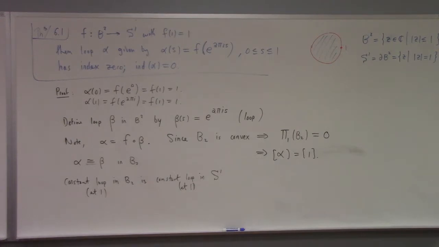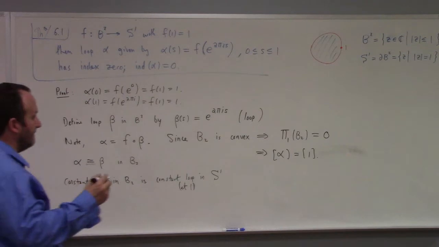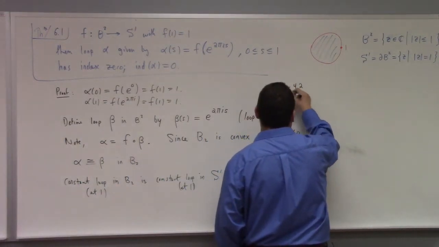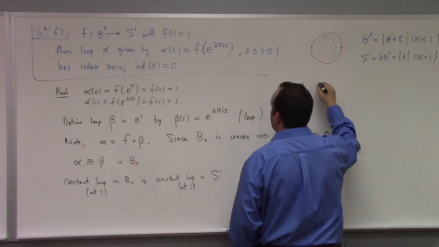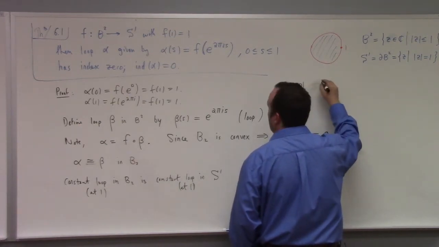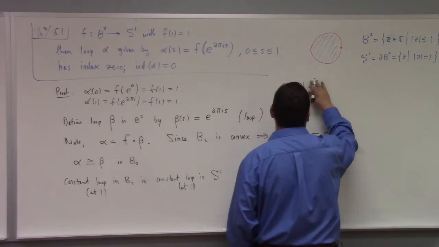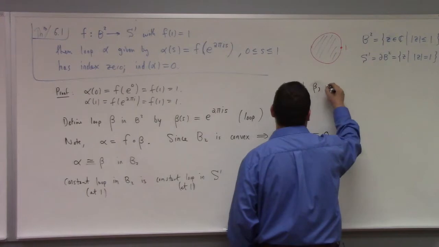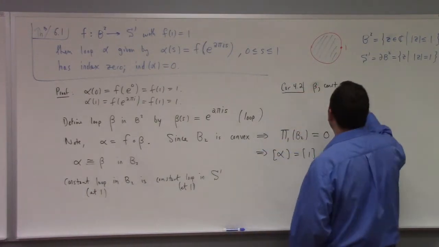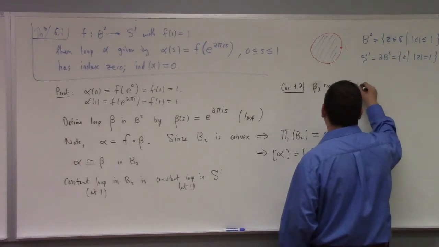It's because of corollary 4.2, which says that if we have two paths in B2. Corollary 4.2? Yes. Two paths in B2? Yeah, so one of them is beta. So alpha and beta? I would just say beta and then whatever the constant loop is. So those are two paths in 4.2. So is it both from 0, 1 into B2?